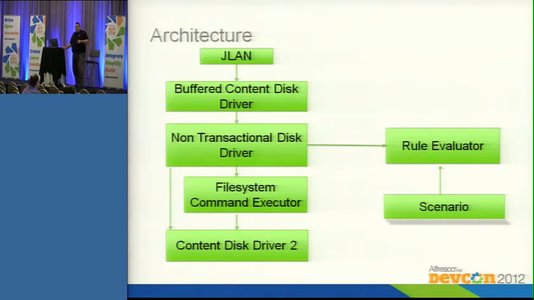So I'll just give a quick run through of the various classes, so you can actually see in the code if you want to look. The first box at the top is the JLAN components, and the first class involved is called the buffered content disk driver. If you want to see what's going on, you may like to look at that, debug it. As its name says, it does a bit of buffering.